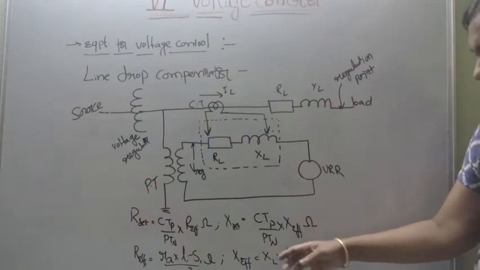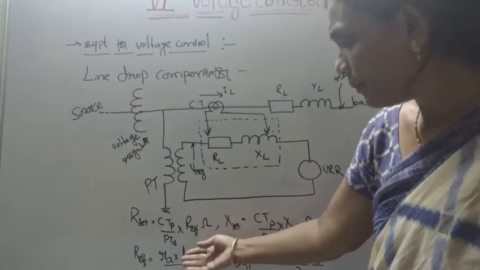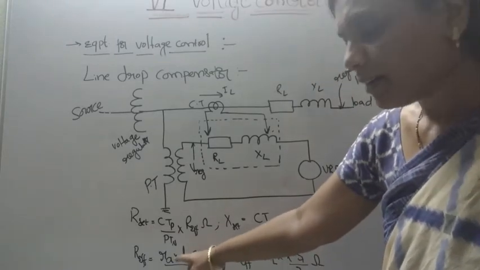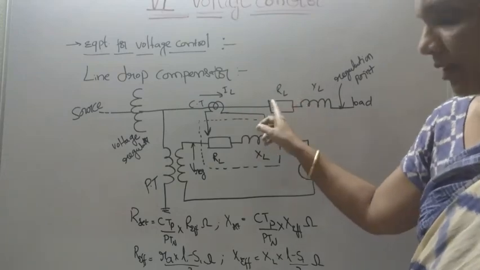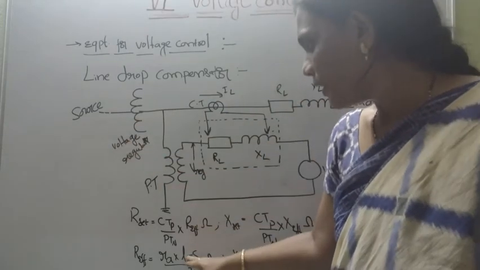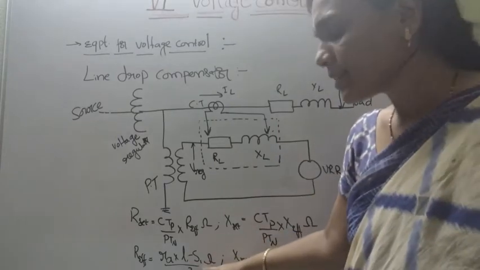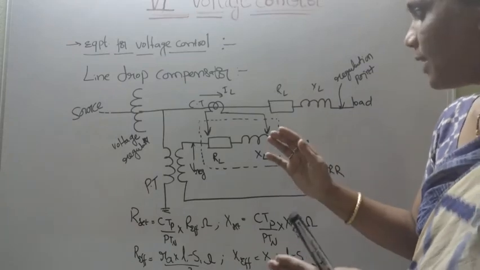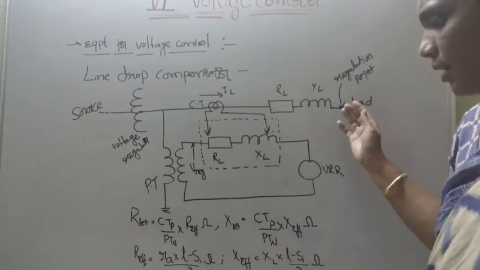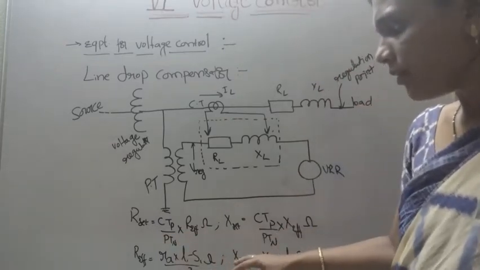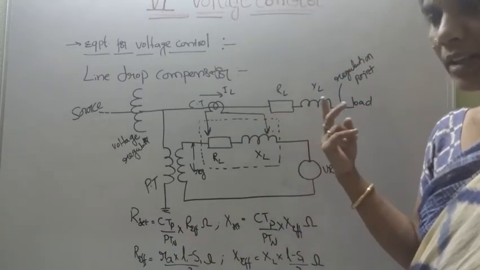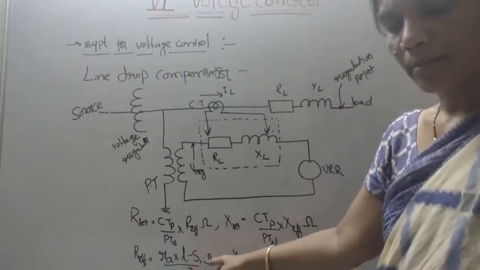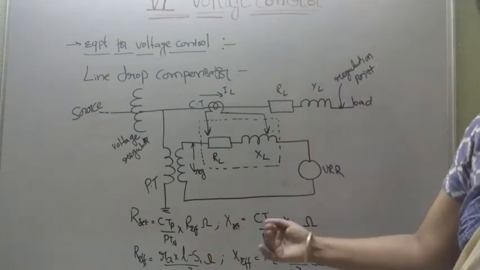R effective can be calculated by this formula: RA into (L minus S1) by 2. RA means resistance of the feeder, L is the length of the total feeder, and S1 is the distance between the regulator station and the substation. This is for three phase. For a single phase feeder you have to multiply by 2, because there are two conductors.